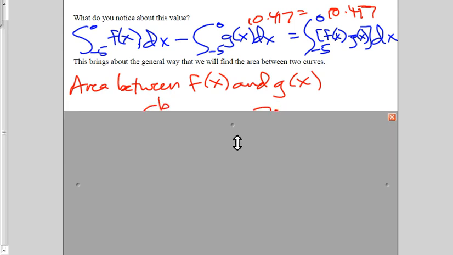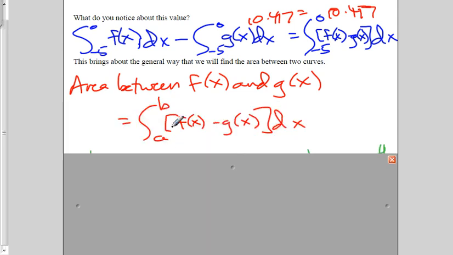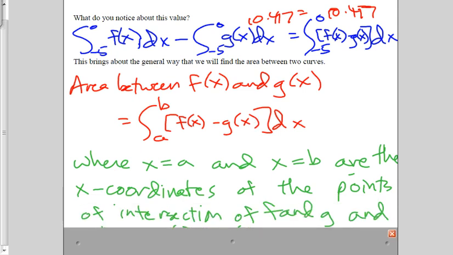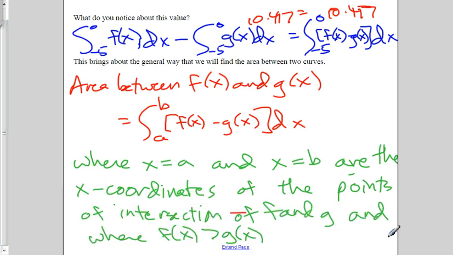Okay, area between any two curves f and g of x is the integral from a to b of f of x minus g of x dx, where a and b are the x coordinates of the points of intersection of f and g, and where f of x is greater than g of x. So it's always which one is above the other one. There's going to be times where one function's above from, say, 1 to 5, but then from 5 to 9, the other function's above, and we're going to learn how to do that in some of our next examples. Okay, so let's turn over to the next example.